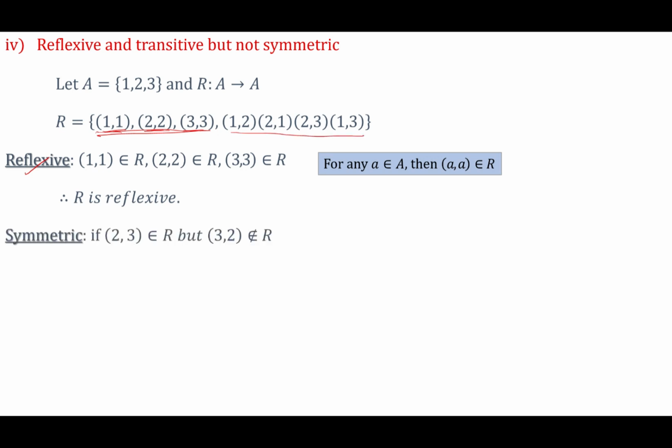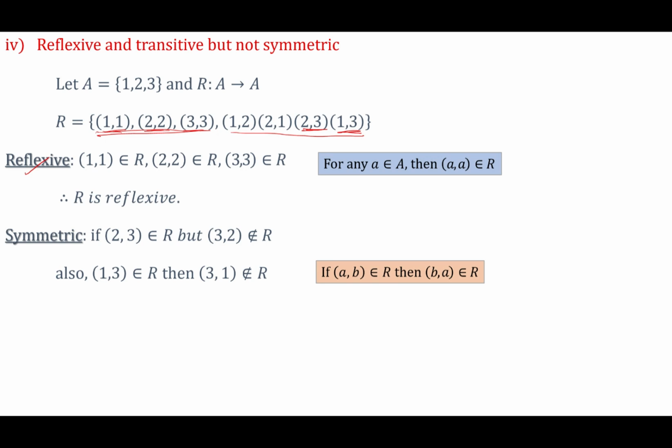Now check symmetric. The definition of symmetric says if (a, b) is there, (b, a) must be there. Like (2, 3) is here, but (3, 2) is not there. One example is more than enough. (2, 3) is there, (3, 2) is not there. So it is not symmetric. Another example, (1, 3) is there, (3, 1) is not there. So it is not a symmetric relation.